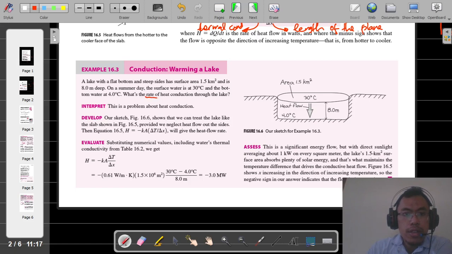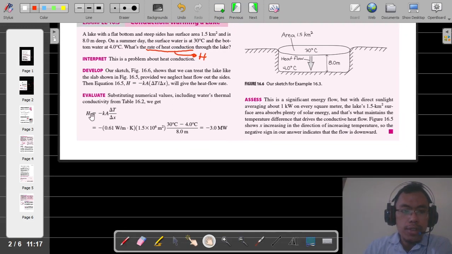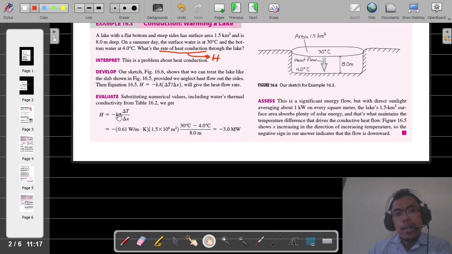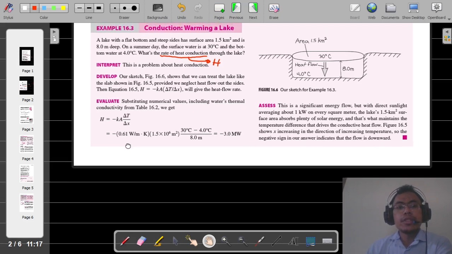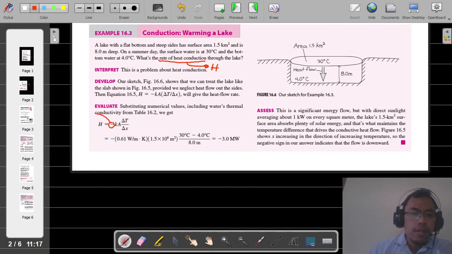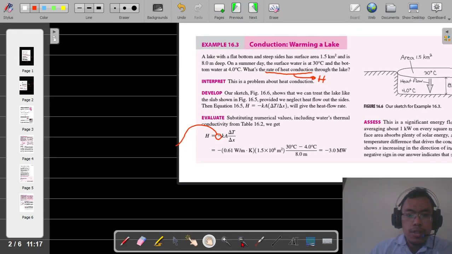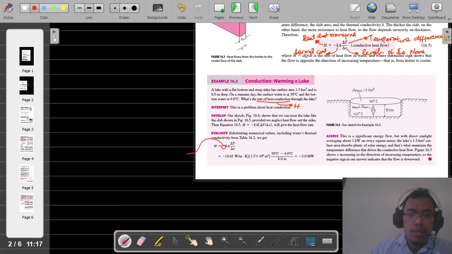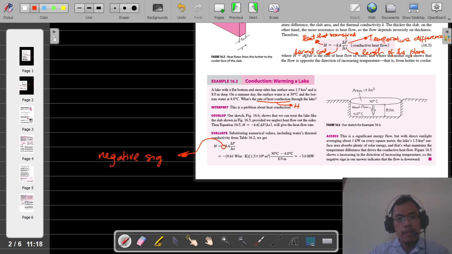So the rate of heat conduction is H. The symbol of rate of heat conduction is H. Okay, so the formula is H equals minus K A delta T divided by delta X. The minus sign must be written in this conduction formula, because the negative sign has special meaning.